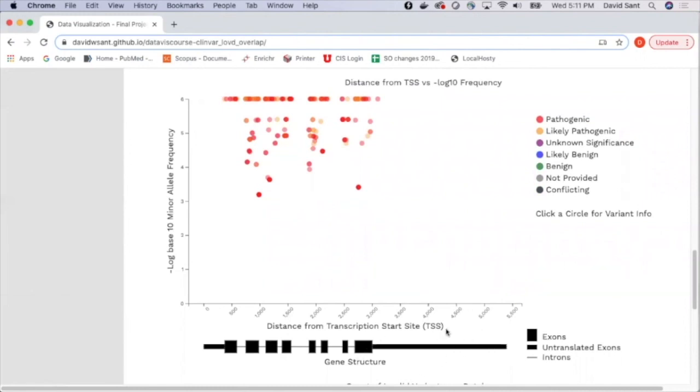So if you're working in a clinic, for instance, and you had a variant that was in an untranslated region, you could assume that it is not going to be pathogenic because none of the other reported variants within that region have previously been pathogenic.